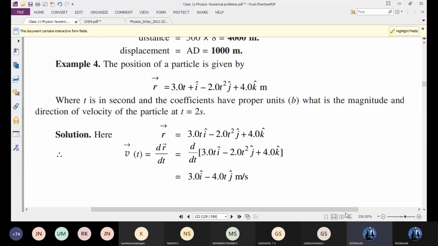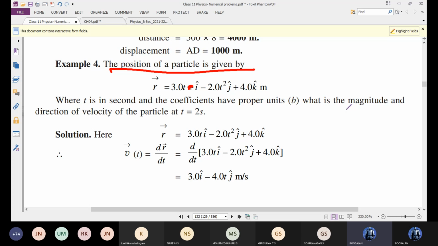Okay. So next problem. It is also related to vector. The position of the particle is r equal to 3t I cap minus 2t square j cap plus 4 k cap. Okay, this is the position formula. Now we want to find, t in seconds and the coefficient of proper unit.